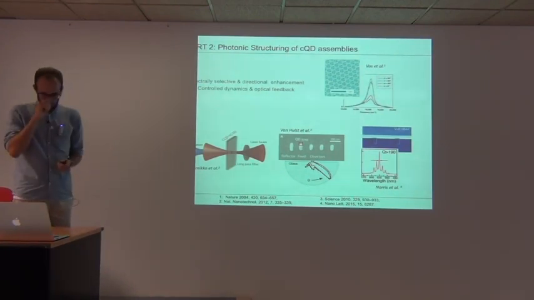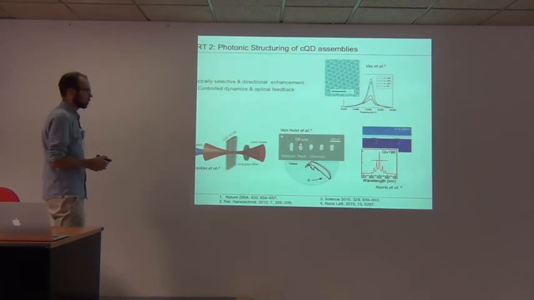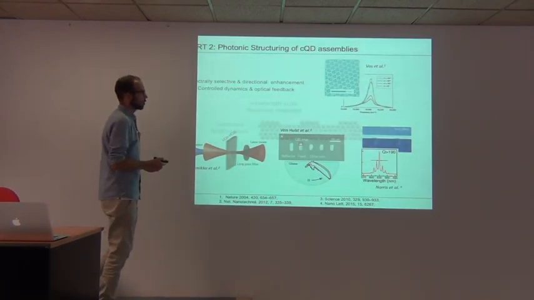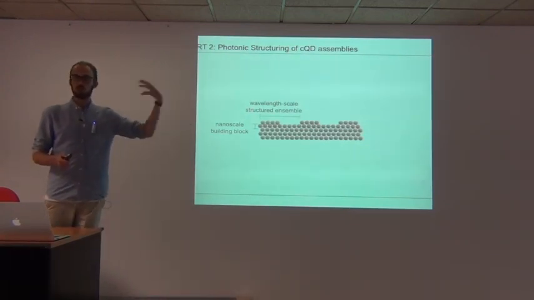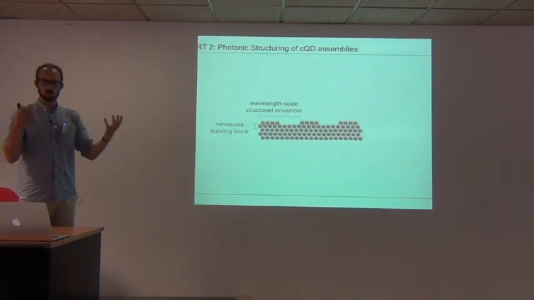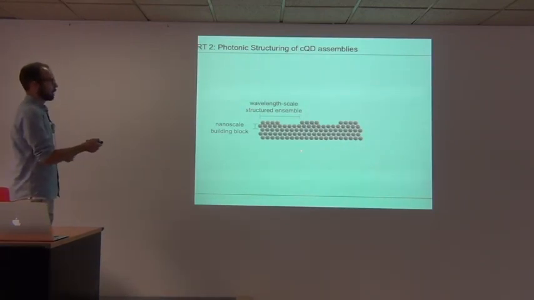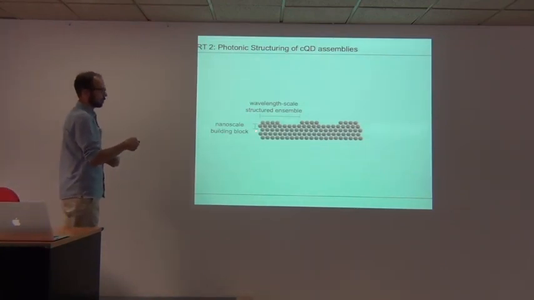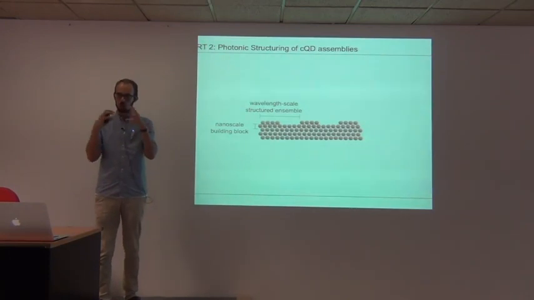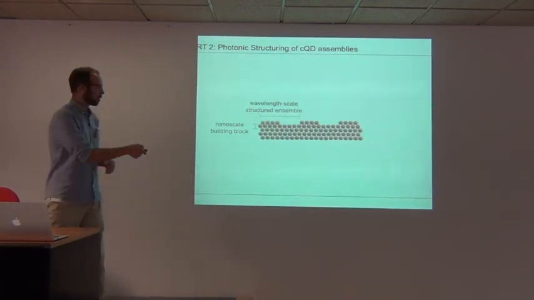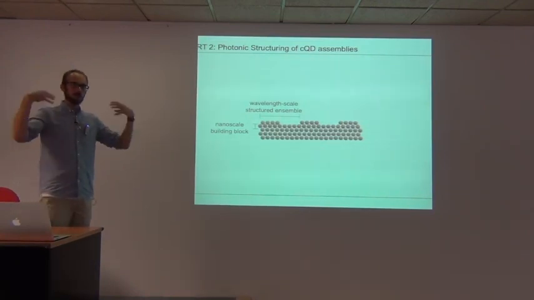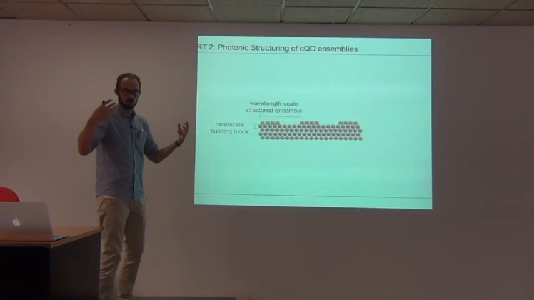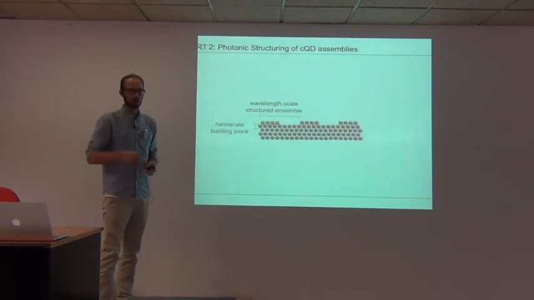We wanted to ask a simpler question: whether we could structure the ensemble of the quantum dots itself to create the same kind of control over directionality. The way I like to present this is that you have this nanoscale semiconductor quantum dot whose optical properties we can tune. But at the same time, if we combine that with a wavelength-scale structured ensemble, we get the advantage of additional tunability by having access to photonic modes.